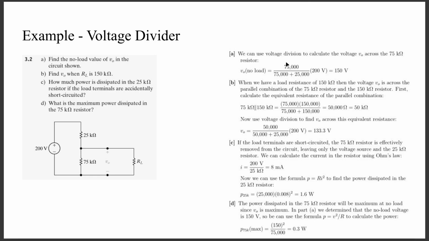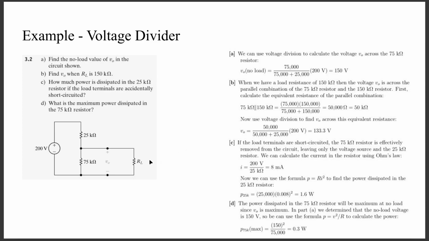So, we can use voltage division to calculate the voltage across the 75 kilo ohm resistor. So V naught at no load is equal to 75k over 75k plus 25k times 200, which gives us 150 volts. When we have a load resistance of 150 kilo ohms, then the voltage across V naught is across the parallel combination of the 75 kilo ohm resistor and the 150 kilo ohm resistor.